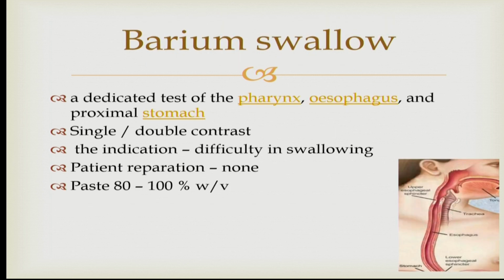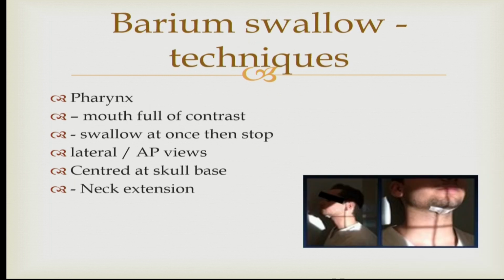So coming to barium swallow, it is a dedicated test to visualize the pharynx, esophagus and the proximal stomach. It can be done with single or double contrast. The indication for the barium swallow is difficulty in swallowing. Most patients require no preparation at all. Visualization of the pharynx is the most difficult part of the barium swallow, and it is the most important too.